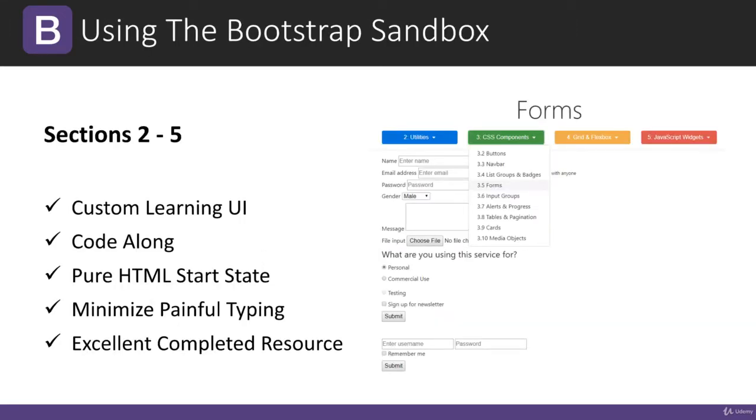So let's talk a little bit about what the Bootstrap Sandbox is. It's basically a custom UI that I created that is broken up into different sections that correspond with the course, and each one starts with just bare HTML, and then in each lecture we'll be adding the Bootstrap markup together and talking about what it is, what it does, and so on. And this will prevent you from having to type out all of the basic HTML stuff. We can just focus on Bootstrap itself. So it's broken up into four different sections: utilities, CSS components, the grid and Flexbox, and then JavaScript widgets.